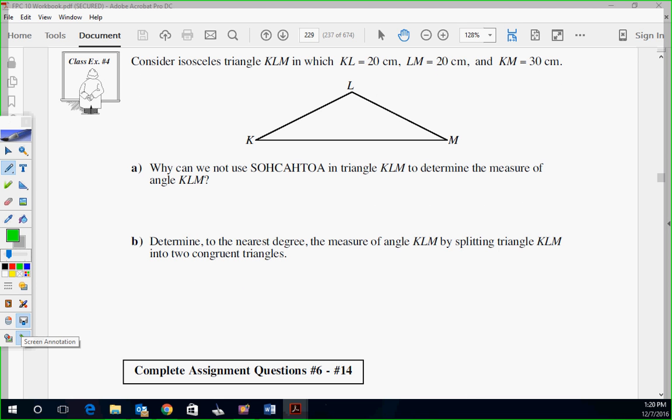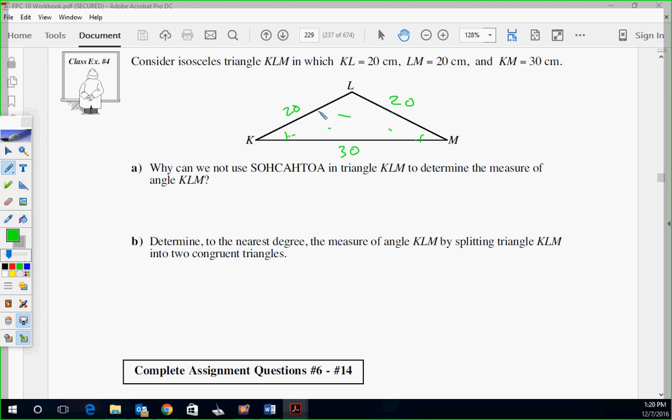Okay, consider isosceles triangle KLM in which KL equals 20, LM equals 20. Therefore, it's an isosceles triangle. And KM is 30. So if this is 20, this is 20, this is 30. What do you know about these angles here? They're the same, right? Why? It's because this side makes 20, this side makes 20, therefore the angles have to be equivalent. Same angles make same sides. So keep that in mind.